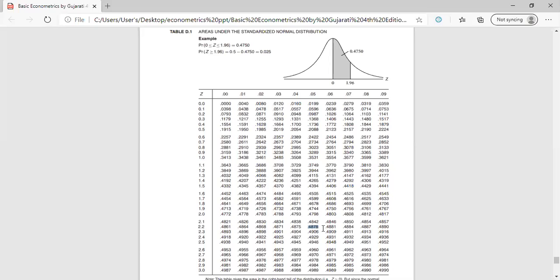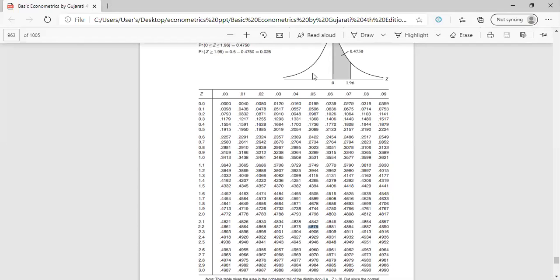Professor, I got 0.4878, but I didn't add 0.5. That's the problem. That's why I always tell you, draw a graph. Put 0 in the middle. Draw a small graph, put 0 in the middle, and say here is 0.5, here is 0.5.